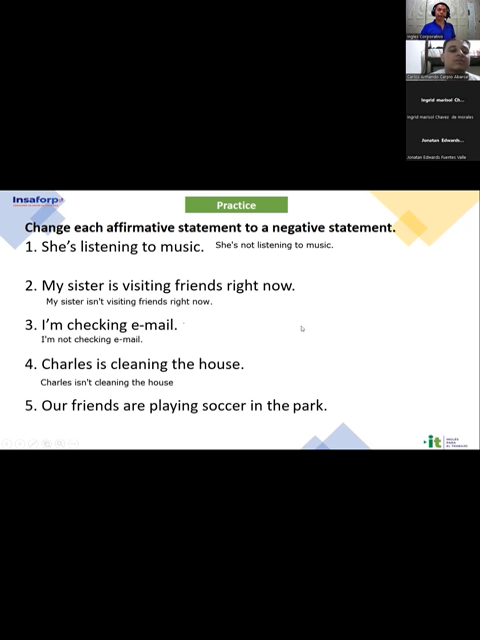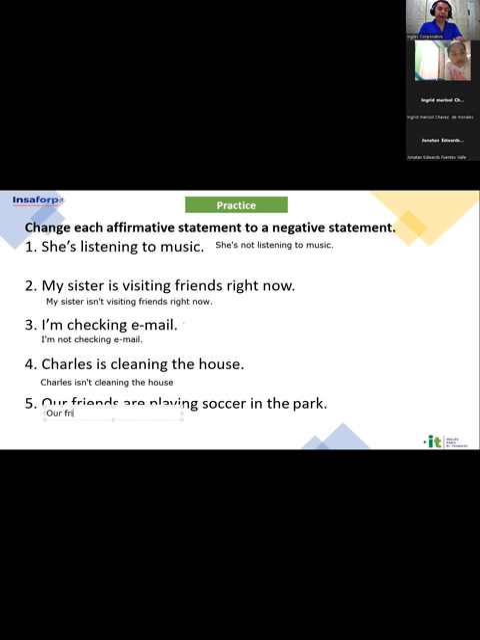Let me check this. Our friends are playing soccer in the park. Uh-huh, Maria, negative? So, yeah, our friends are not. Or you can make contraction, right, Maria? You can say aren't, right? Yes? Aren't, yes. Our friends aren't playing soccer in the park. Okie dokie, your friends aren't playing soccer in the park.